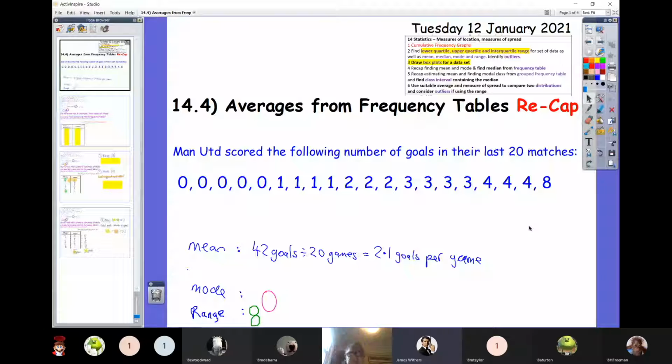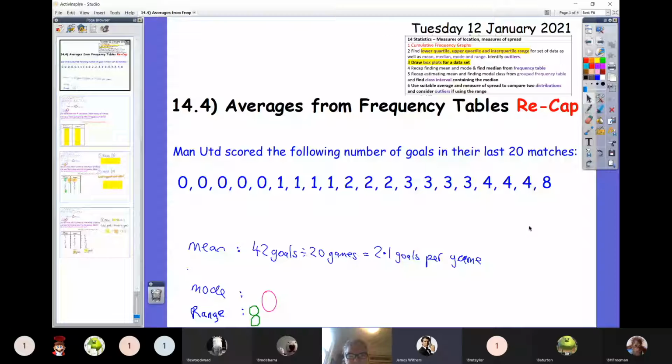So the idea is that we've got a whole bunch of data, and to keep the list down to a minimum, we can put it into a frequency table. So imagine we've got a whole bunch of goals scored by Manchester United. Let's say all those goals were the goals scored by Manchester United in the last 20 games. Now, if that was just a list like that, how would we go about working out the mean, the median, and the mode, and all of that?